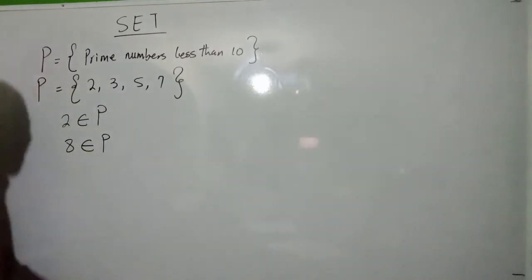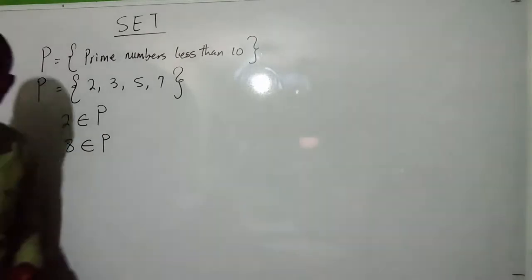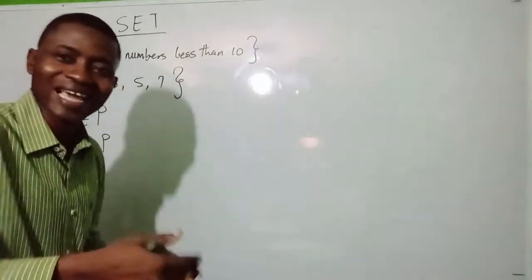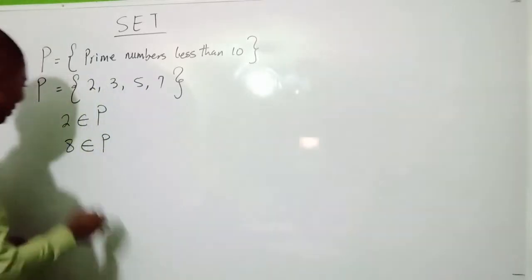Okay, you answer right. 8 is not an element of what? It's not an element of P. So how do you write that in set notation? How do you write that 8 is not an element of P? So you do this.